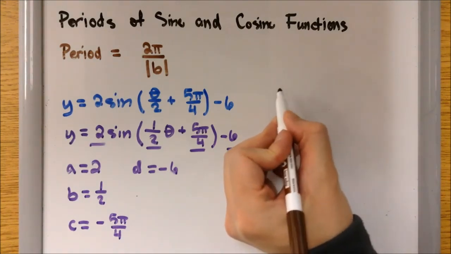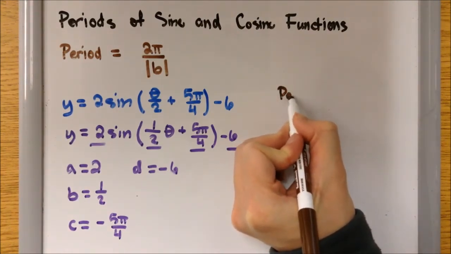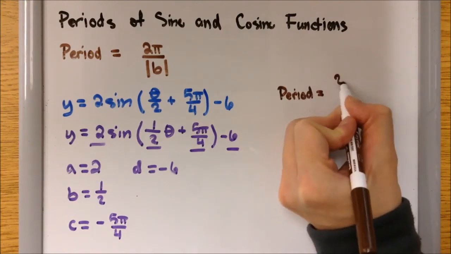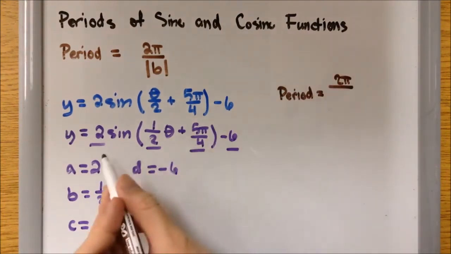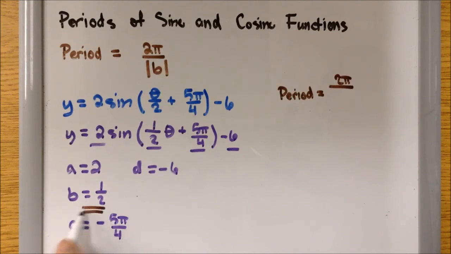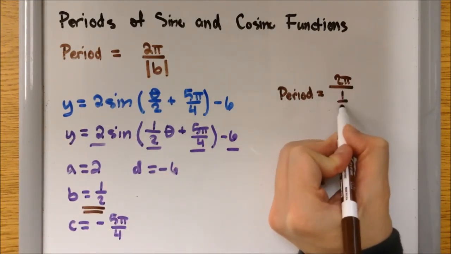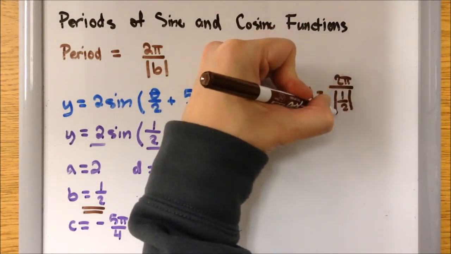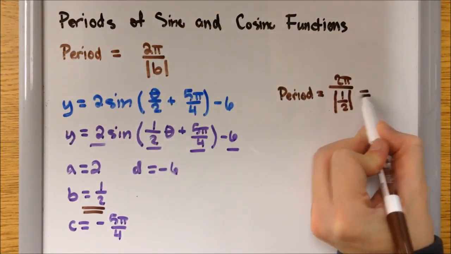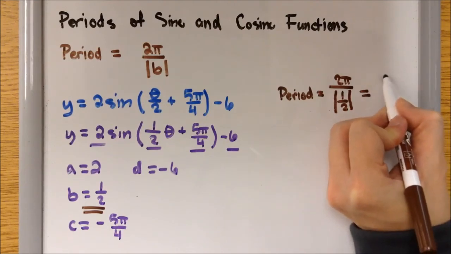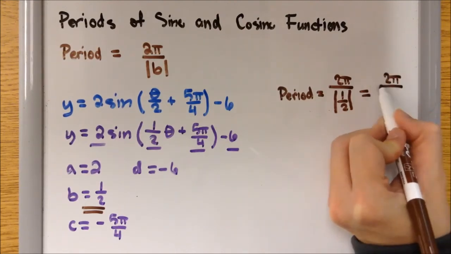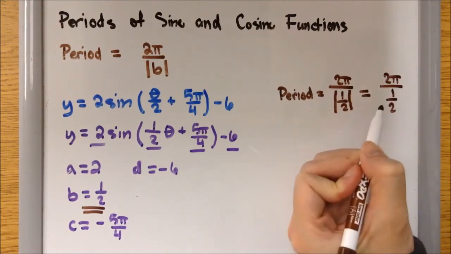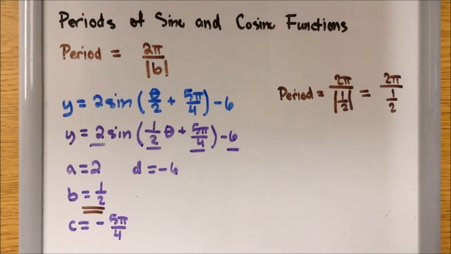So I'm going to write the work here, period is 2 pi over, which is our B value. Now remember, we're doing the absolute value of B. So when that happens, 2 pi is the same on the top. The absolute value of 1/2 is just 1/2. Alright, so it's the same thing as the last example.